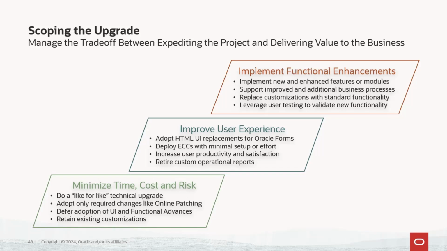And finally, you might consider implementing some functional enhancements, again, either as part of your technical upgrade project or a fast follow project. You could leverage the functional enhancements to support improved and maybe even new business processes, replace customizations that you've been carrying around, perhaps release over release, with standard eBusiness Suite functionality. And consider that you might be able to combine the user testing that you're doing for the upgrade to validate new functionality. So really just some thoughts there about how to scope your upgrade.